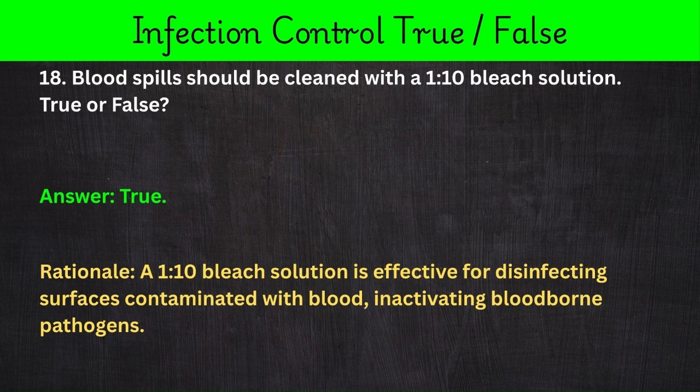18. Blood spills should be cleaned with a 1:10 bleach solution. True or false? Answer: true. Rationale: a 1:10 bleach solution is effective for disinfecting surfaces contaminated with blood, inactivating bloodborne pathogens.